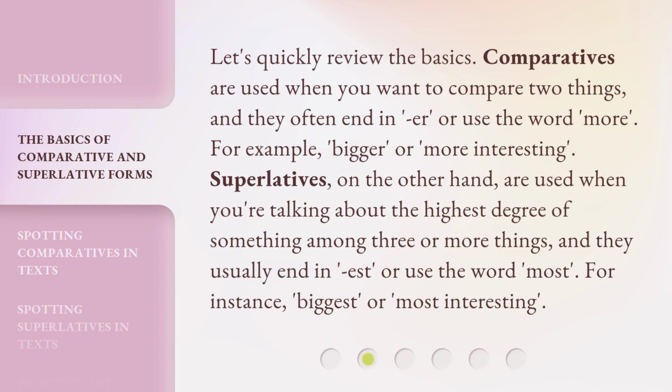Let's quickly review the basics. Comparatives are used when you want to compare two things, and they often end in "er" or use the word more. For example, bigger or more interesting. Superlatives, on the other hand, are used when you're talking about the highest degree of something among three or more things, and they usually end in "est" or use the word most. For instance, biggest or most interesting.